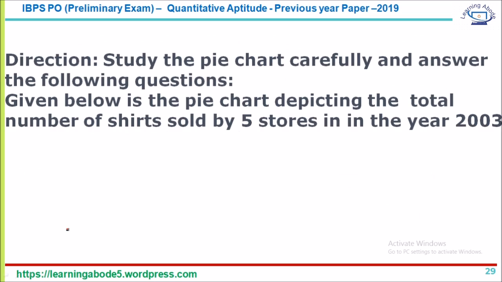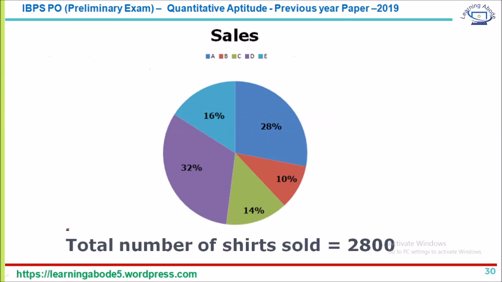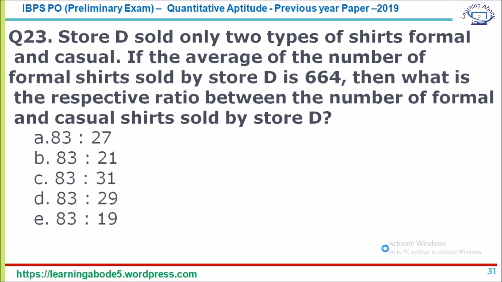Next we have a data interpretation question. Study the pie chart carefully and answer the questions given below. The pie chart depicts the total number of shirts sold by 5 stores in the year 2003. The total number of shirts sold is 2800. So we have A, B, C, D, E: 28%, 10%, 14%, 32% and 16%. Now let's look at the questions.